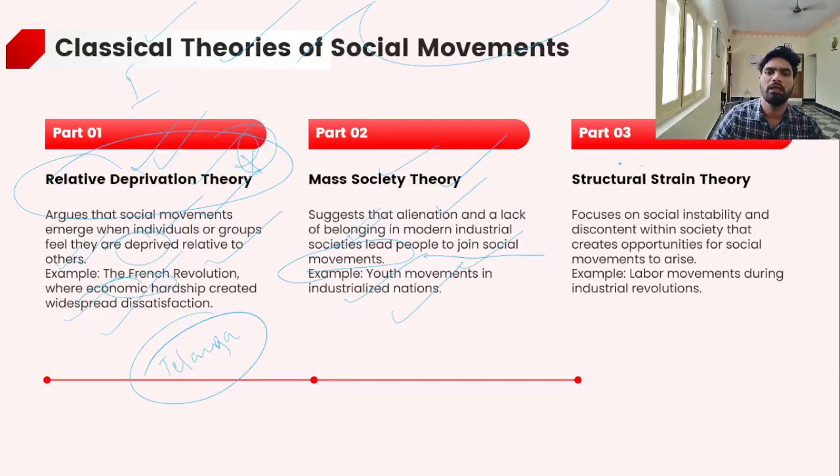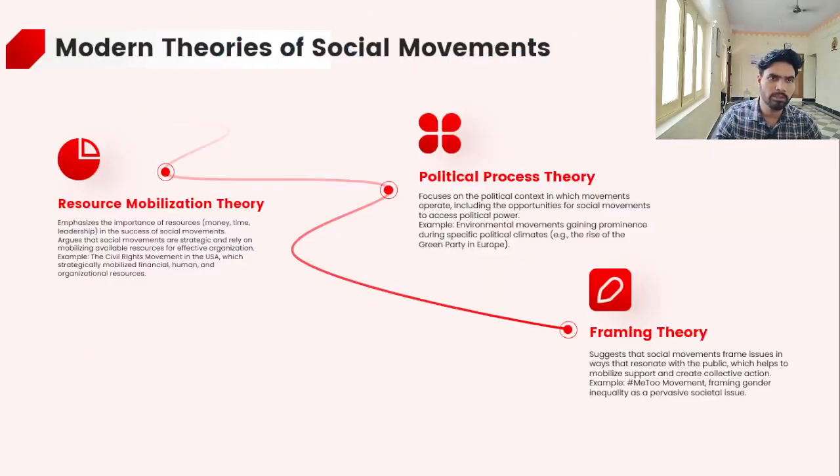Another important classical theory is structural strain theory. What does the theory focus on? The theory focuses on social instability and discontent within the society that creates opportunities for social movements to arise. What are the examples? Examples are the labor movements during the industrial revolution. These are examples of structural strain.